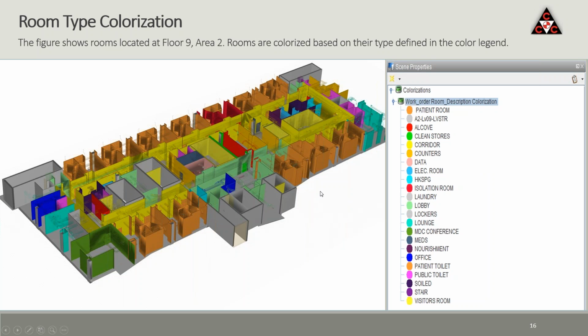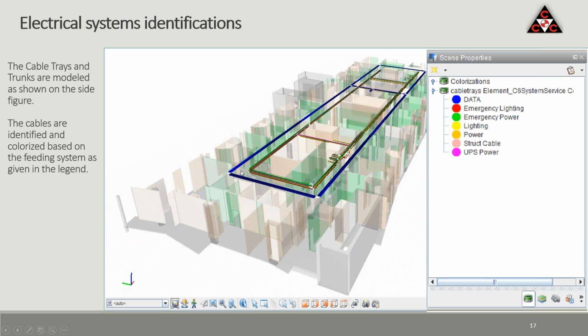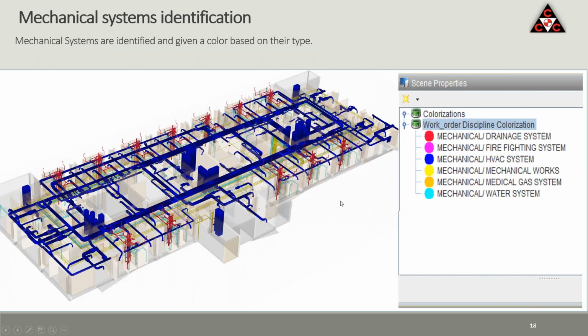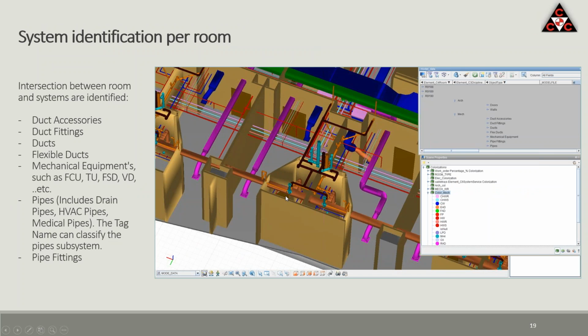So basically, then we start defining systems. This is the electrical system. This is the mechanical system. And then by intersecting with the room, we know exactly what we need to build in every room.